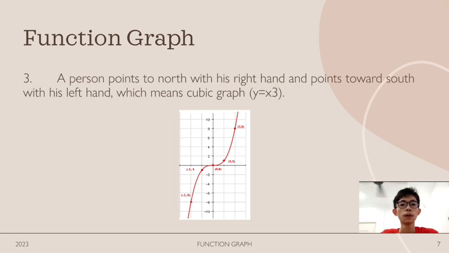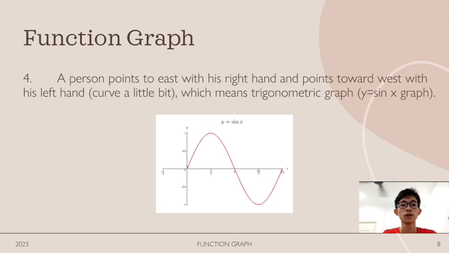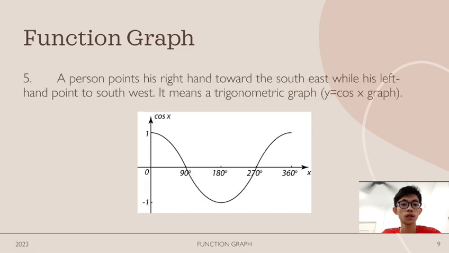Third, a person points to the north with his right hand and points toward the south with his left hand, which means a cubic graph, y equals x cubed. Fourth, a person points to the east with his right hand and points toward the west with his left hand, which means a trigonometric graph, y equals sin x. Fifth, a person points his right hand toward the southeast while his left hand points to the southwest. It means a trigonometric graph, y equals cos x.